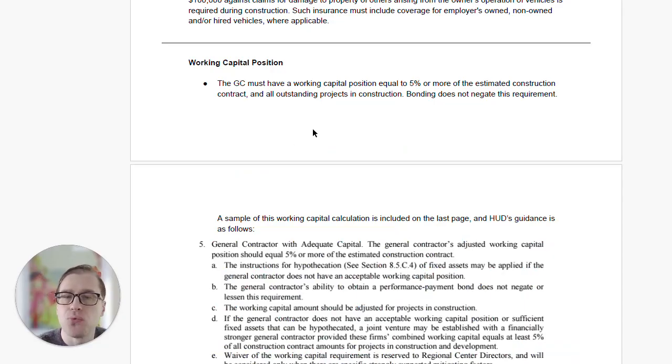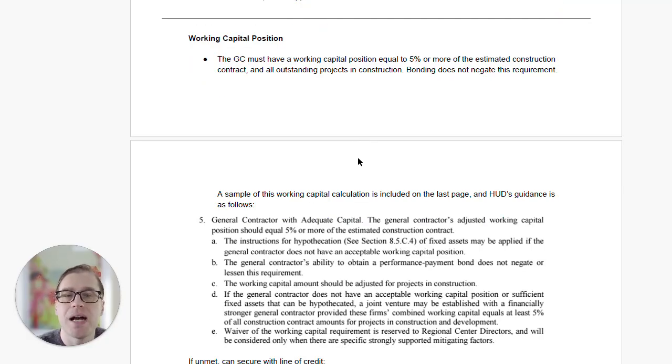Last big item to cover is working capital position. Basically, HUD's going to look at the projects that you have outstanding and the size of the proposed construction project that's going to be funded with the 221D4 loan, and wants to make sure that the GC has a working capital position equivalent to at least 5% or more of the construction contract. This is not designed to be punitive. It's not designed to be painful. It goes back to the GC being a quote-unquote principal in the transaction, making sure that they're creditworthy.